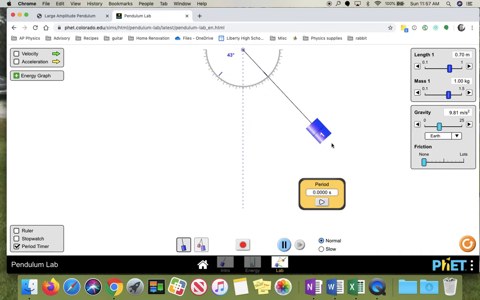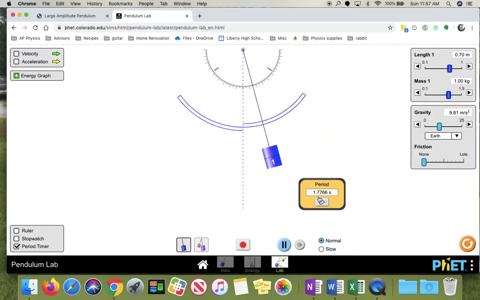But if we use a large angle and we release this, the period now jumps up to 1.7766. Once again, now that angle is significant, so we would have to factor in more parts of that expression in order to solve for it. So long story short here, we simply just want to keep the angle very small in order for the period equation to work. Okay, that's it on the notes.